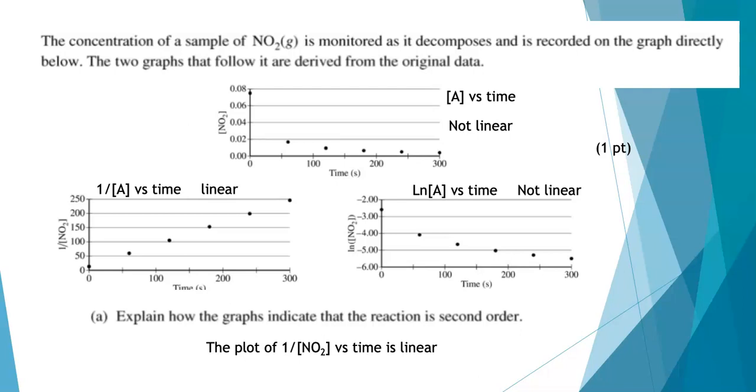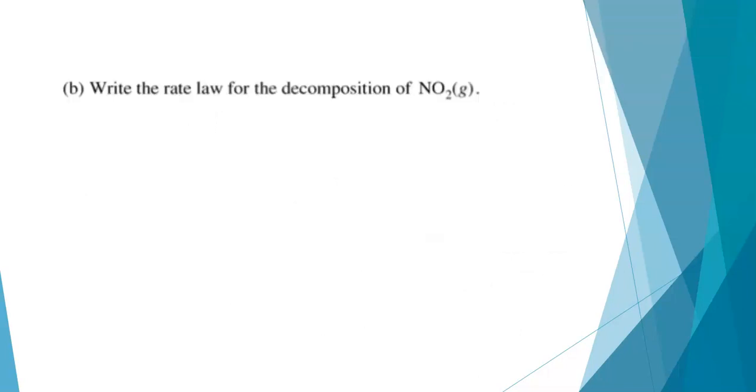And that's what you had to write down for 1 point. You did not have to write down the reasoning behind your answer, but you do need to know how to work through this. Okay, let's go on to part B.